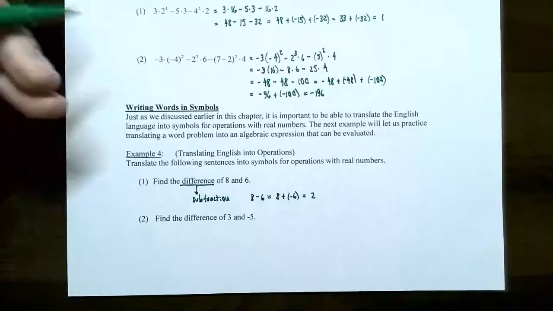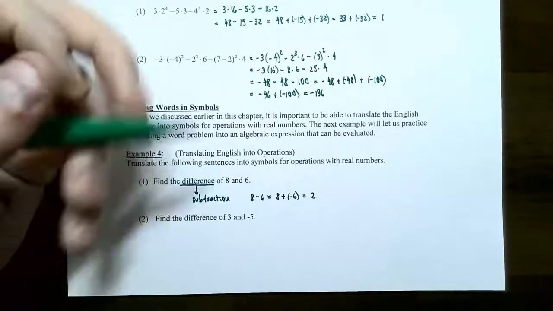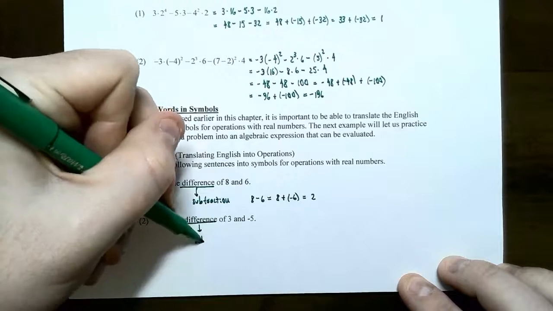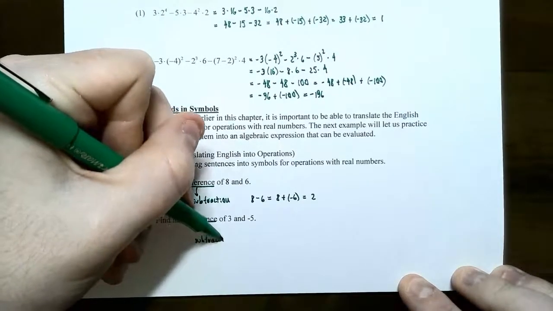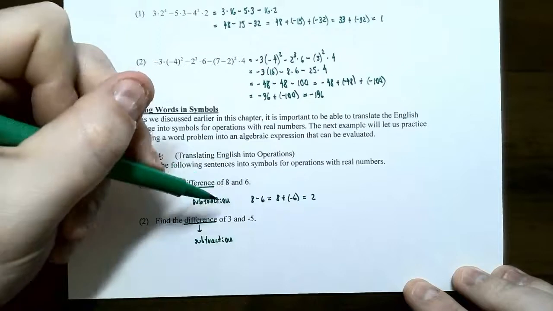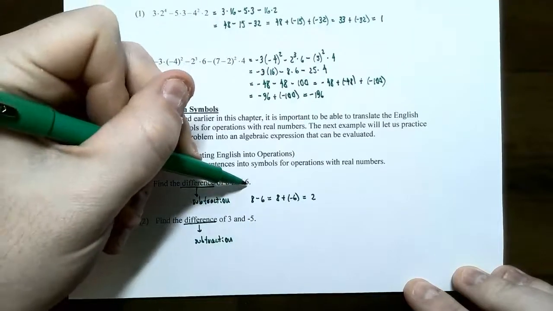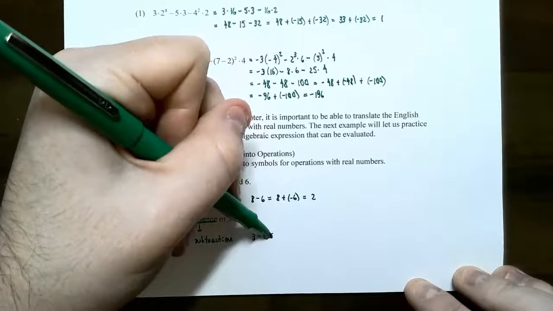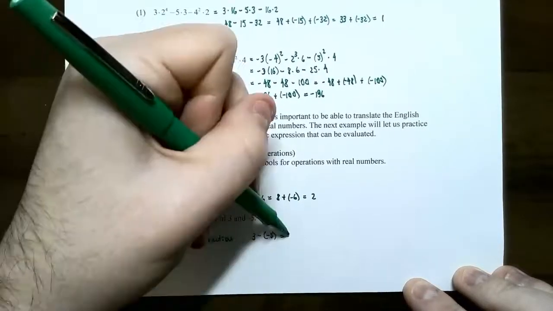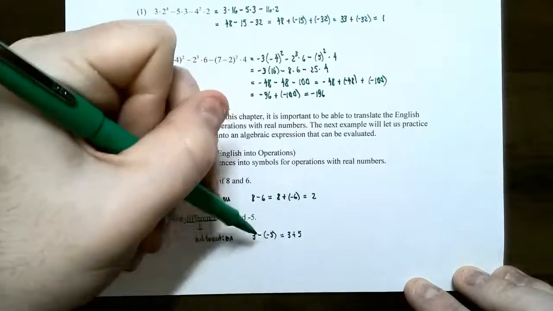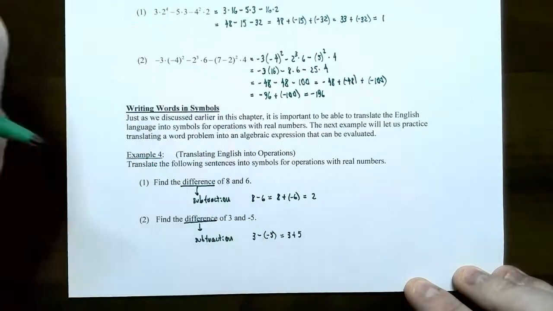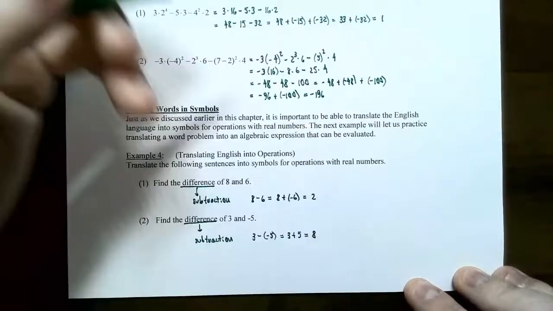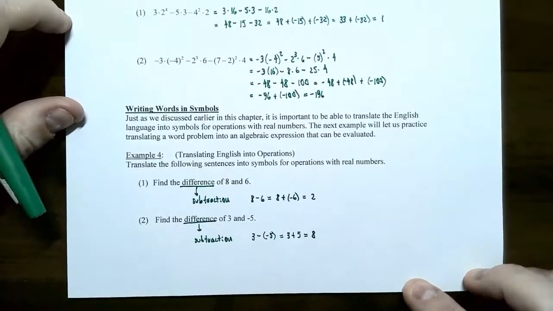Okay, number 2, find the difference of 3 and negative 5. So again, difference means subtraction. So again, the order is important. 8 and then 6, 3 and then negative 5. So it's 3 subtract negative 5. Which becomes 3 plus 5, because you're subtracting a negative, you actually add a positive. And so 3 plus 5 is 8. So the difference of 3 and negative 5 is 8.